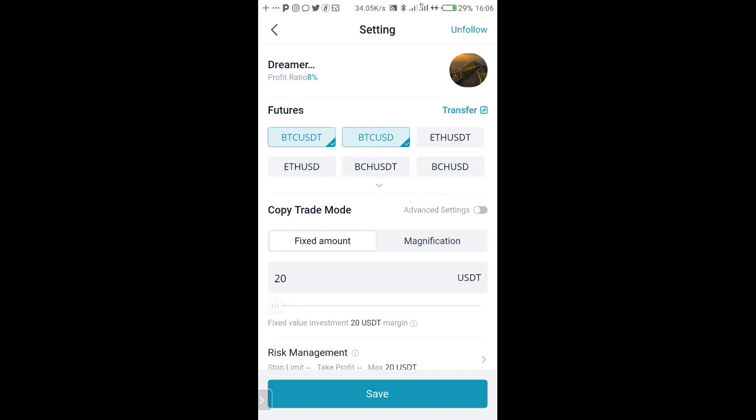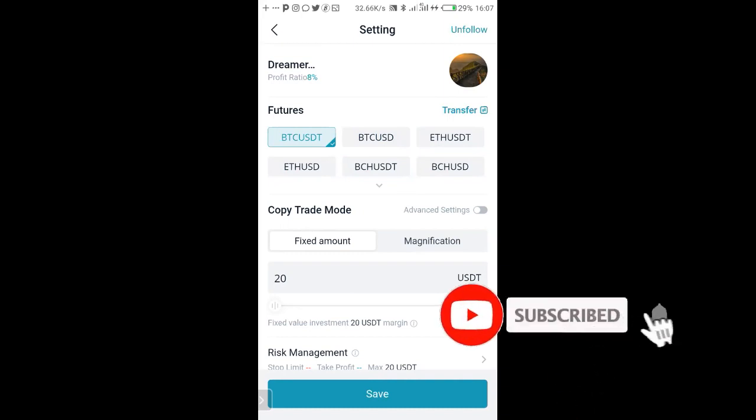Now, what you have on your account is USDT, but you are selecting BTC USD. USD means that you need to have US dollars in your account. So if you are selecting any of these, make sure it is either USDT, Ethereum USDT, BTC USDT, and leave the USD out of it. So now that it's only BTC USDT, it means that whenever the person trades BTC USDT, automatically you'll be copying that person from your end.